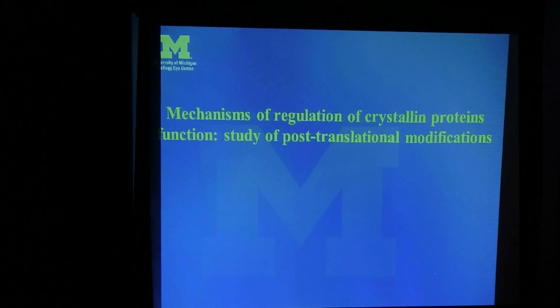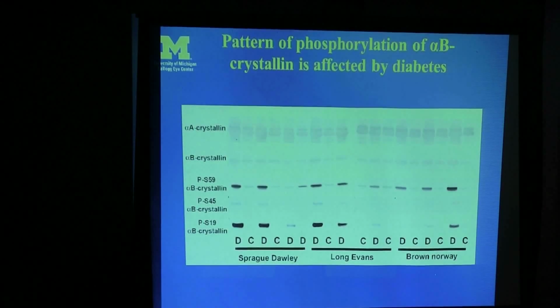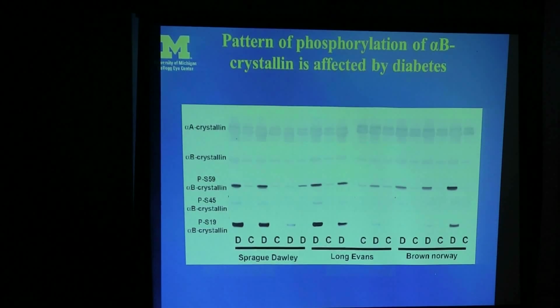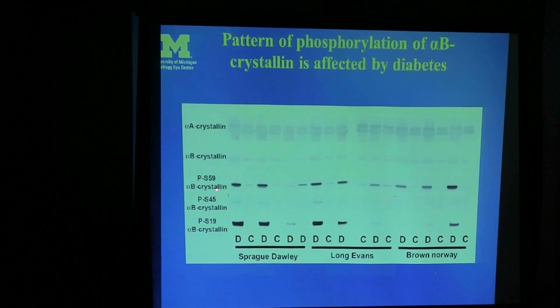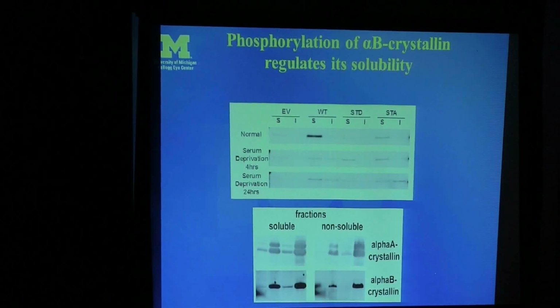One of the things that we think is regulating this is post-translational modifications. We've recently published that in addition to the fact that their level of expression is highly increased in diabetes, there are also higher levels of phosphorylation of alpha-B-crystallin on serine 59, 45, and 19, phosphosites that are known to regulate the chaperone function and interaction of those proteins.